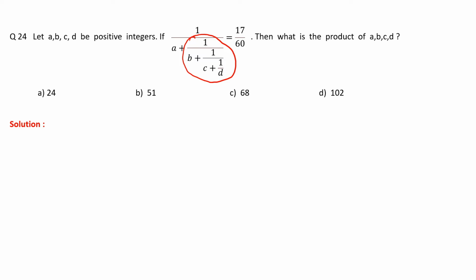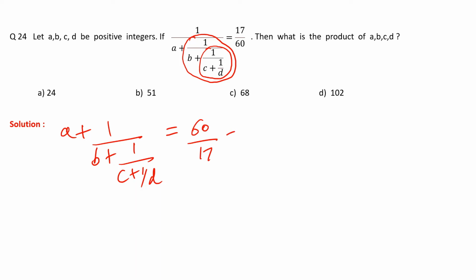C plus 1 upon D will be a fraction lying between 0 to 1. Similarly, I can say the quantity 1 upon C plus 1 upon D will also be a fraction lying between 0 to 1. So now in order to solve this question, what we do, we take the reciprocal of the terms on both the sides. So we get A plus 1 upon B plus 1 upon C plus 1 upon D equal to 60 upon 17.